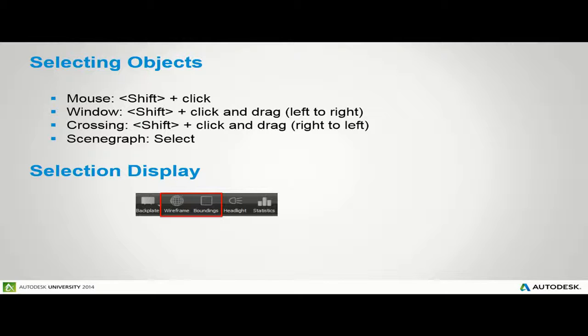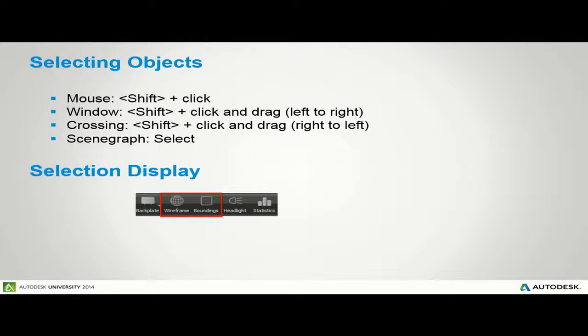So how do you select objects when they are in the scene? We use the mouse, but the only thing different here from other Autodesk products is that you press Shift on your keyboard and then you click on the object to select it. Similarly, you have the window option and the crossing option, using Shift. You can also select your objects using the Scenegraph.